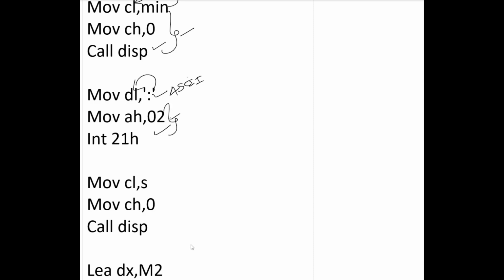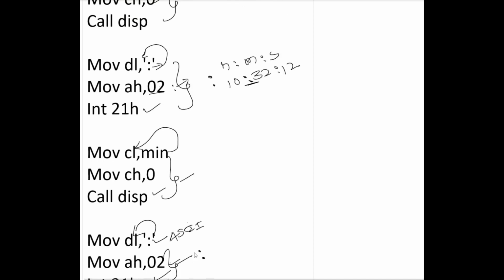Now these three lines of code are used to display the character, that is colon, onto the console to separate the minute and second. As you can see here, the minute and second are separated by this character here.